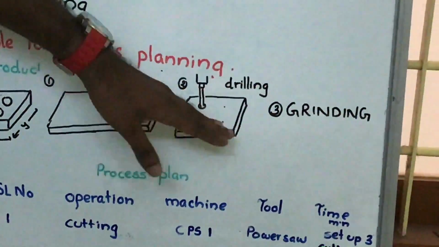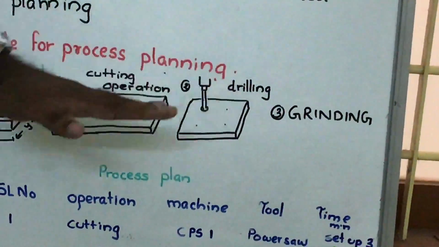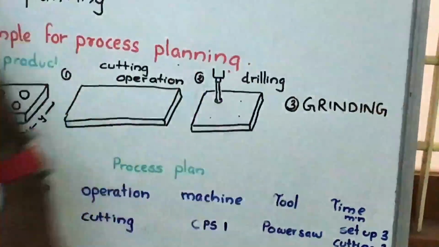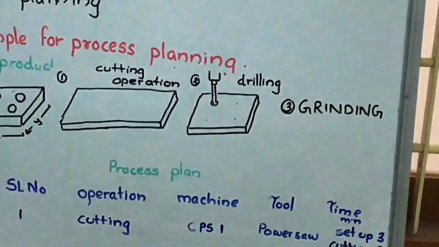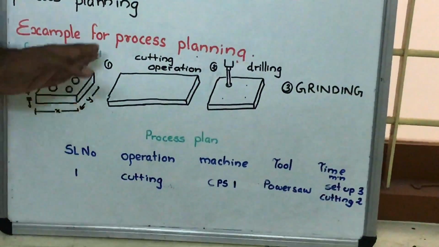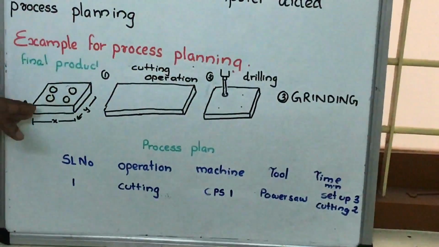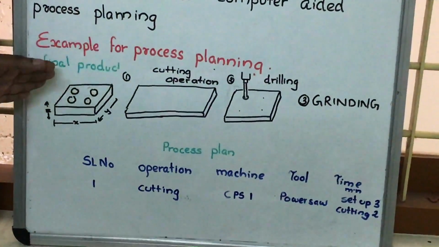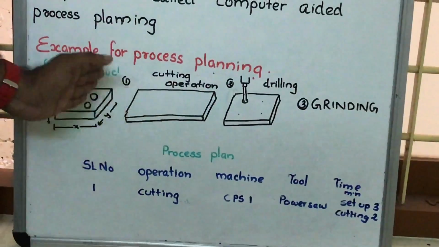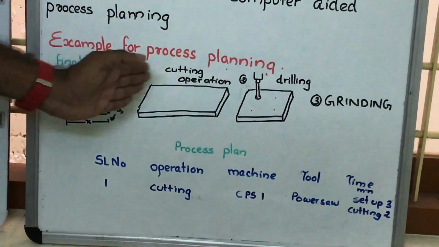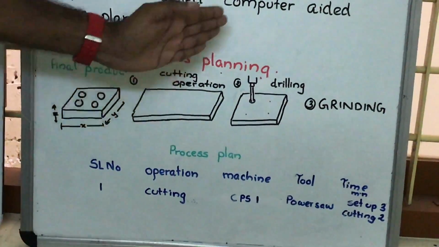The third process, after drilling, is to finish the surface. With a grinding tool, we will finish the surface. That is the third operation, called grinding. So we can see there is a set of operations. First is cutting, then drilling, then grinding. Then we will get the final product. We have to plan in this order. First is cutting. We cannot do the drilling first and then the cutting. So there will be a sequence. That is called process planning.